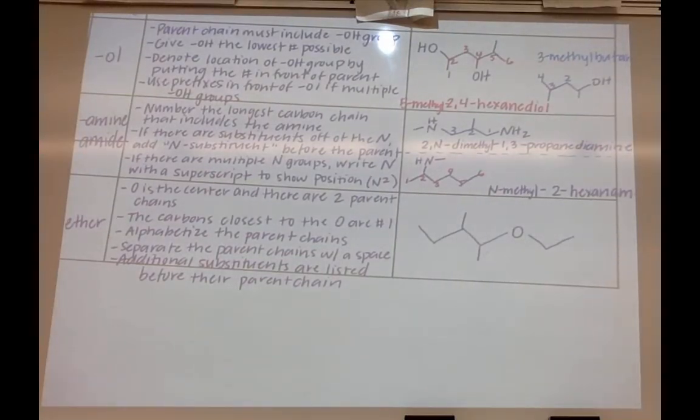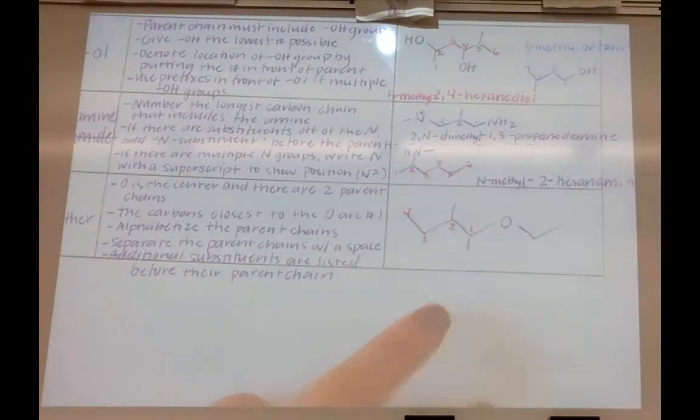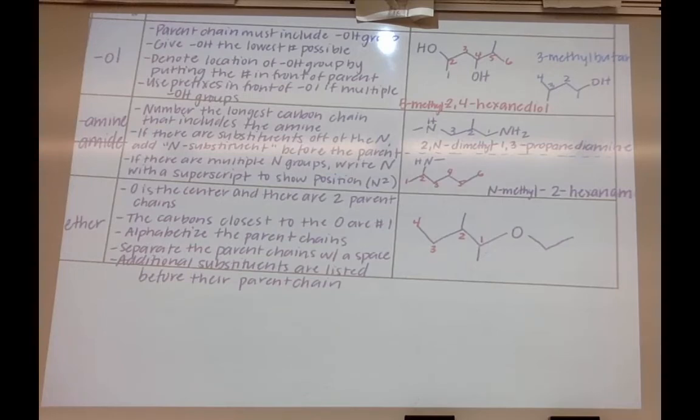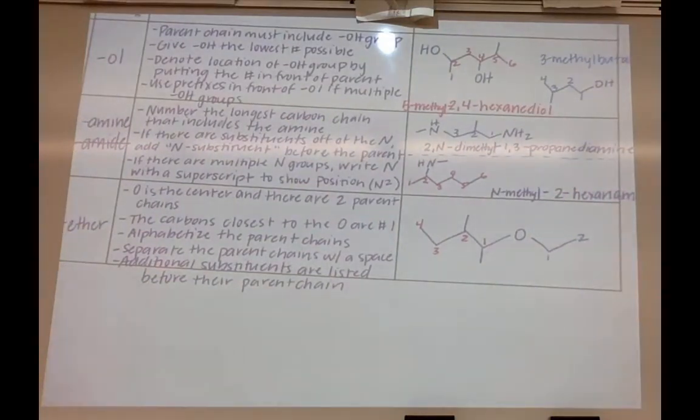So we start with numbering. All right, we have two parent chains. Carbon 1 is always the carbon single bonded to the oxygen, and then you look for the longest chain. So I numbered starting with 1, and I worked my way to the left. There's one of the parent chains. The other parent chain is here.